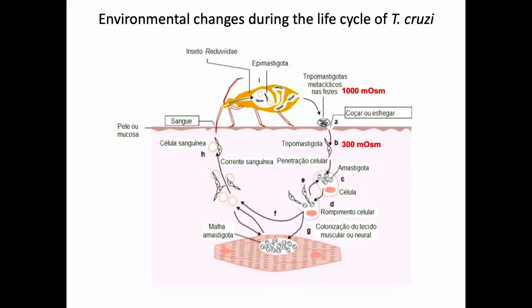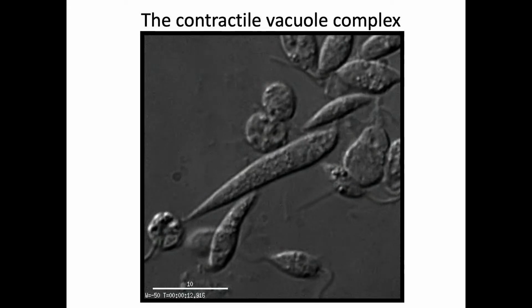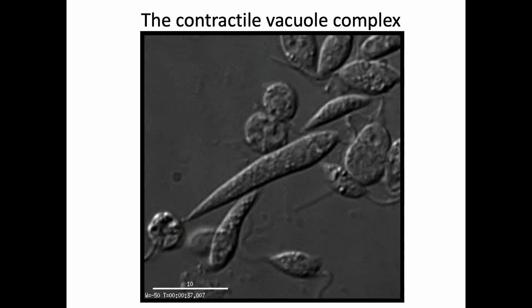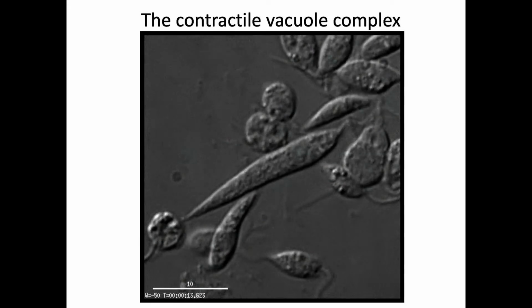For instance, when the parasite is in the feces, the urine feces from the insect vector, and they invade the host cell, they were adapted to 1,000 milliosmoles osmotic pressure, and when they invade, they face 300 milliosmoles per kilo pressure, which is an isosmotic condition for most cells, but for a cell that was adapted to 1,000, this represents a hyposmotic shock, and the parasite has to deal with that through the contractile vacuole complex, right?